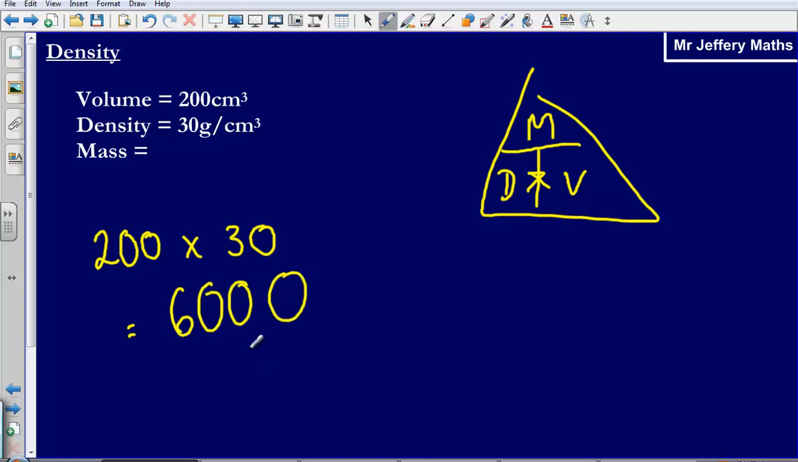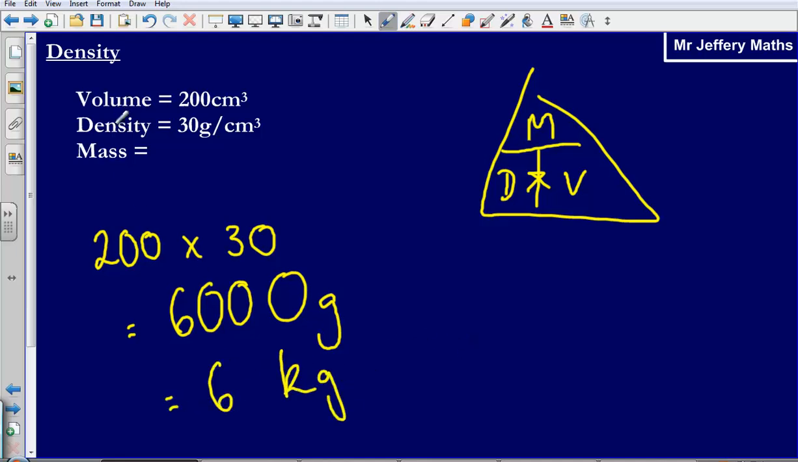Now what is my unit here? I'm dealing with mass. It's 30 grams for every centimetre cubed. I've multiplied that by 200 centimetres cubed, so it's going to be 6,000 grams. I could also say that that is 6 kilograms.